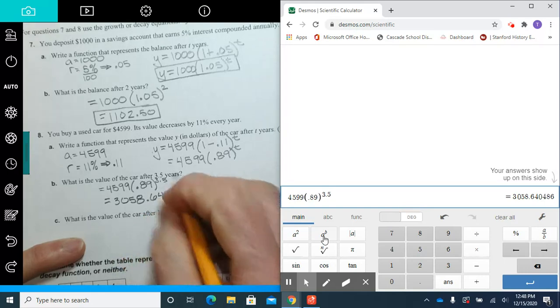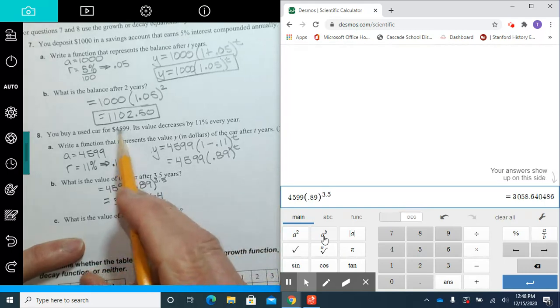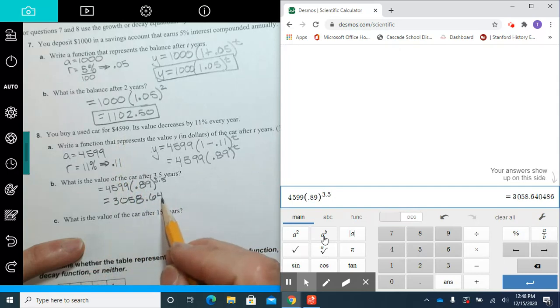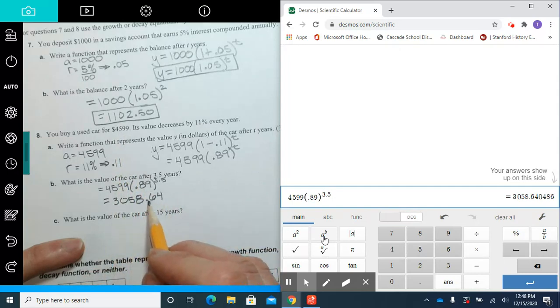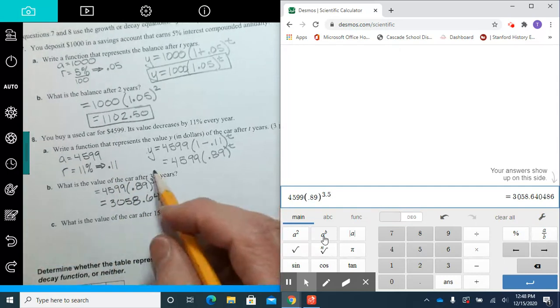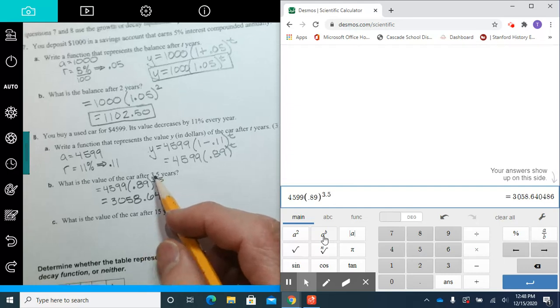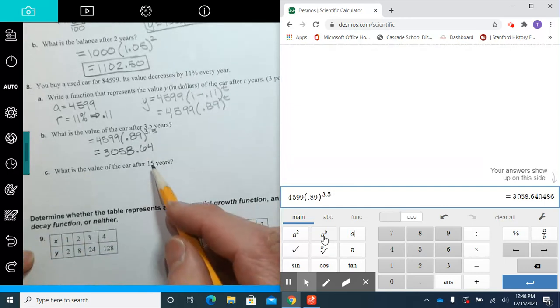It's 640486, but this is money. And money doesn't go beyond pennies, so $3,058.64 after 3.5 years. So how do I check it for 15 years?